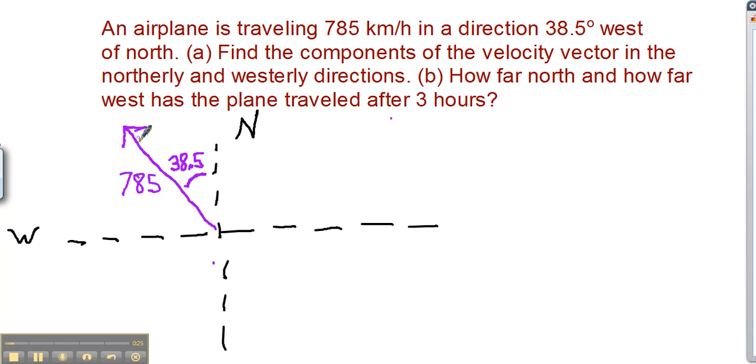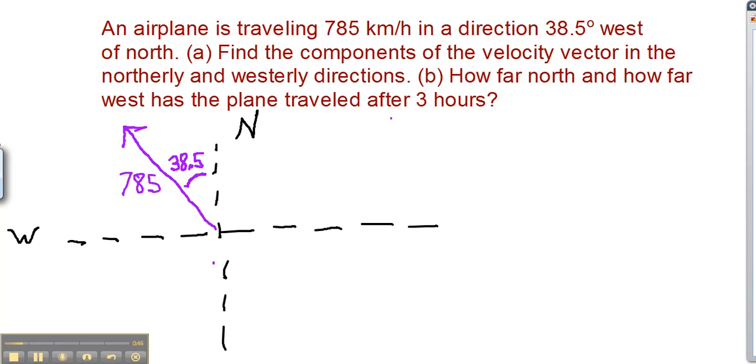So this problem says an airplane is traveling 785 kilometers per hour in a direction 38.5 degrees west of north. Find the components of the velocity in each of those directions. How far north and west will it go after 3 hours? All right, so this is our representation of where the plane's actually going. It's moving in this direction.